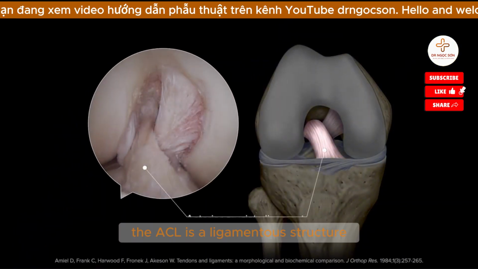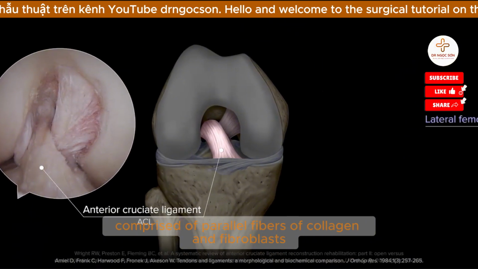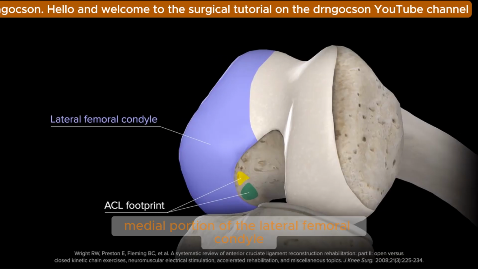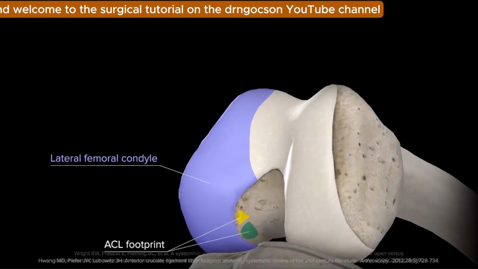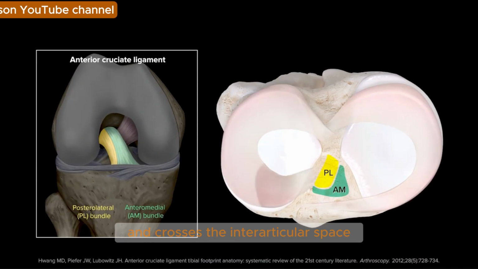The ACL is a ligamentous structure comprised of parallel fibers of collagen and fibroblasts. The ACL attaches proximally to the posterior medial portion of the lateral femoral condyle. It attaches distally on the anterior portion of the tibia's intercondylar fossa and crosses the interarticular space.